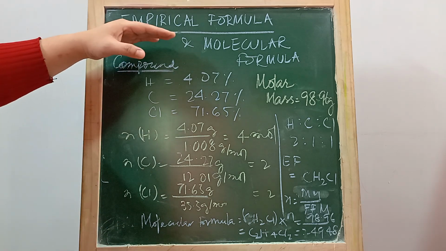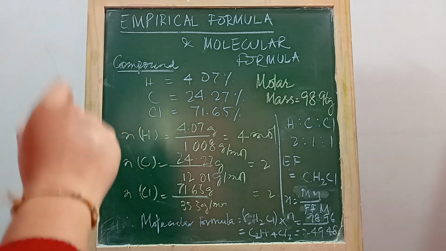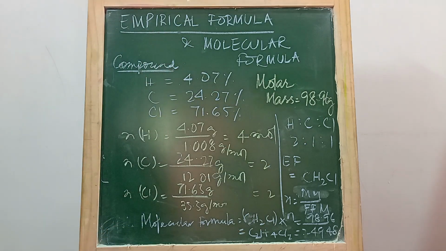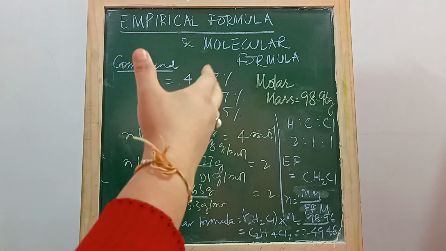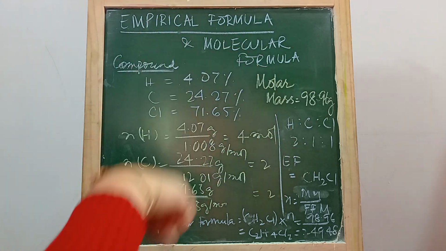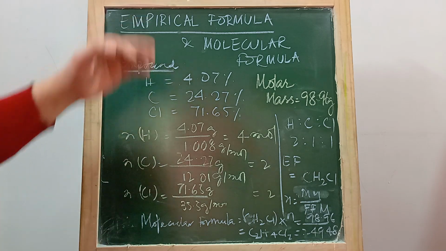And what is the empirical formula? The empirical formula of a compound gives the simplest ratio of the various atoms that are present in the compound, and that too in whole numbers, not in fractions. The simplest ratio of the different kinds of atoms present in the compound in whole numbers is known as the empirical formula.